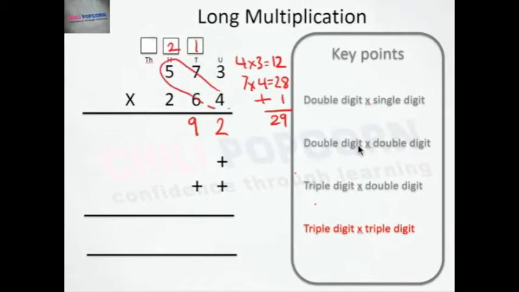Now I do 5 times 4. 5 times 4 is equal to 20, plus the 2 I carried over. 20 plus 2 is equal to 22. So I put 22 here, 22. Remember, aligning my hundreds and my thousands now.